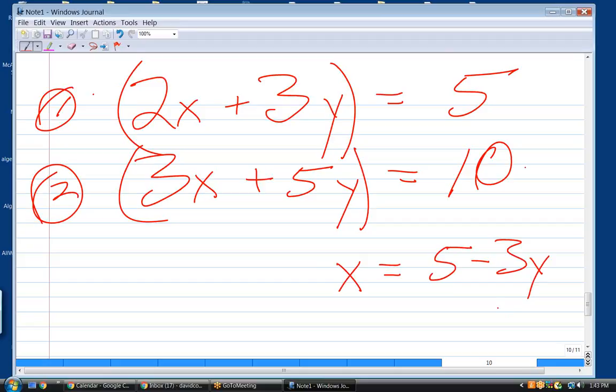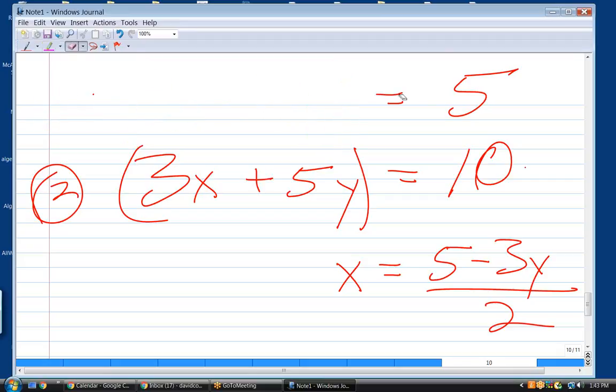Notice all I did was subtract 3y and divide by 2. Okay? And then I'm going to erase equation 1. Now, this is still a system of equations. The thing is, it's not in ready format for solving by elimination. But it is in ready format for solving by what method? Substitution. Yeah.